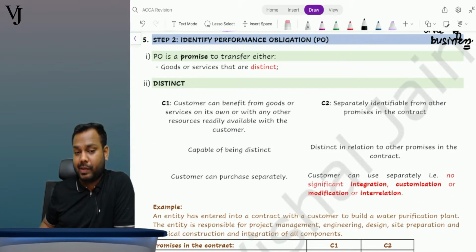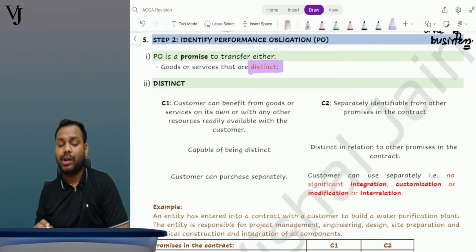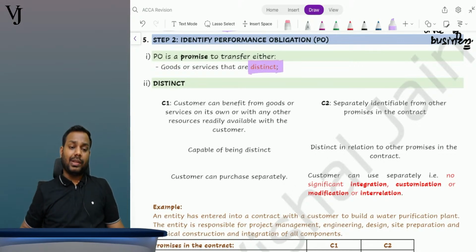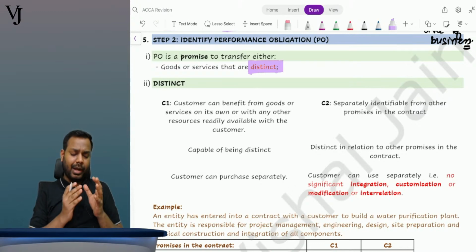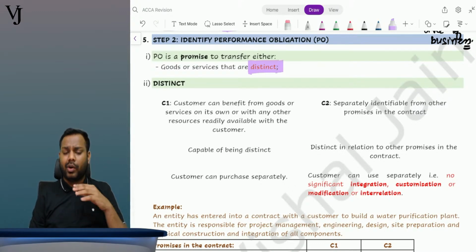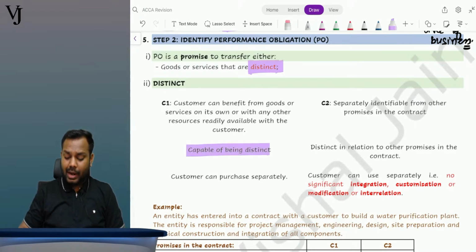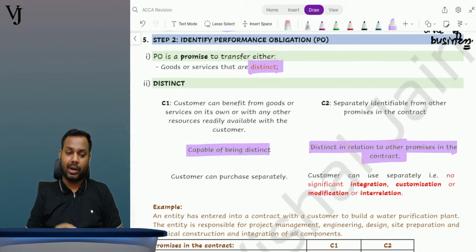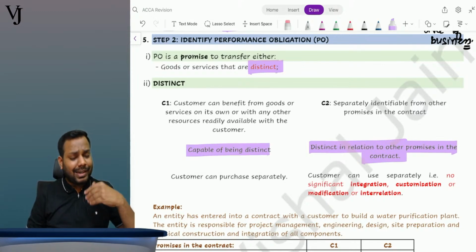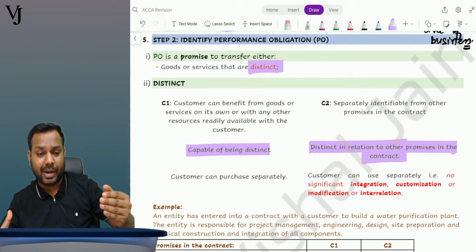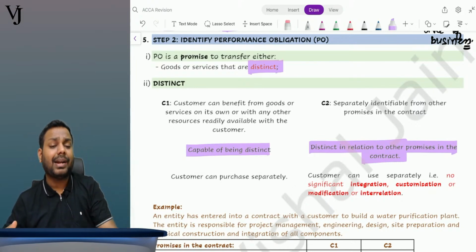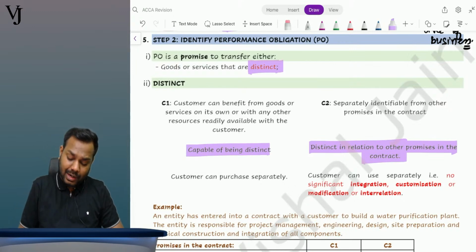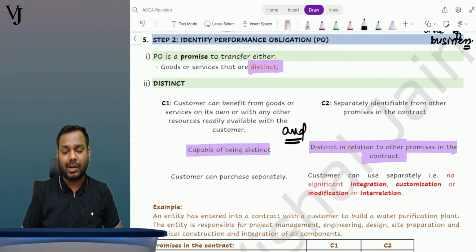Identify performance obligations. Now, how will you identify performance obligations? The standard says that performance obligations are distinct goods or services. Now, what is the meaning of distinct goods or services? Meaning thereby the goods are distinct on their own, and distinct in relation to other promises in the contract. Meaning thereby the entity sells it separately and the customer wants to purchase it separately. If both the conditions are satisfied, then I can say that the goods and services are distinct and it is a separate performance obligation.